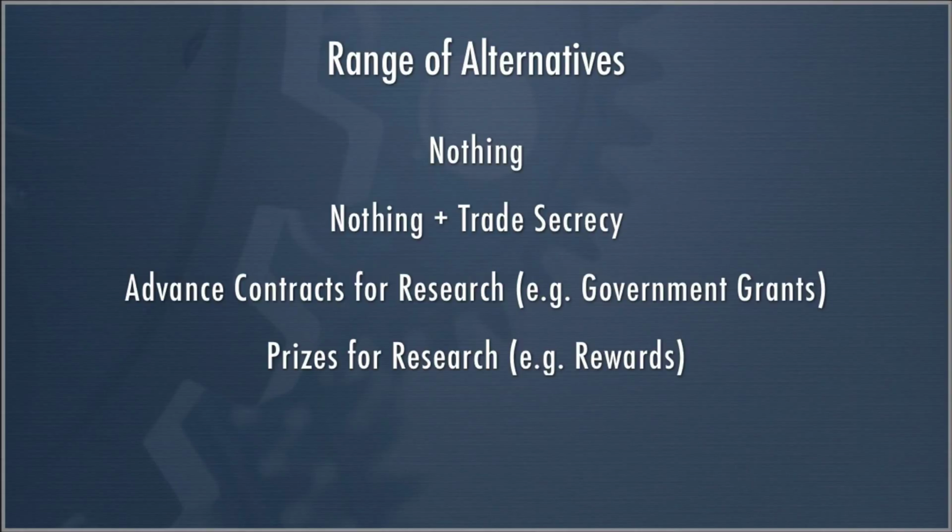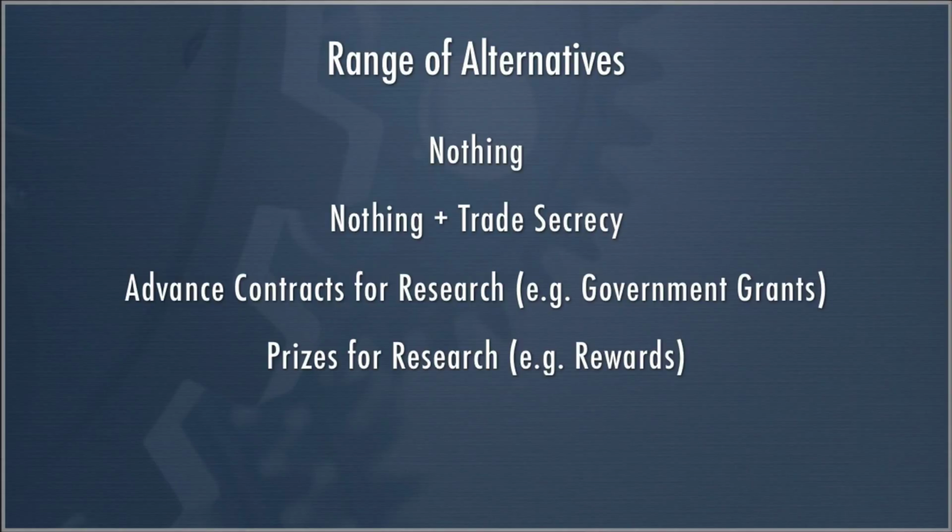The other major alternative that's talked about a lot is advanced contracts for research. These are otherwise known as government grants. Obviously, we do a lot of this already. The NIH and the NSF are major agencies of the federal government that hand out millions and millions, billions actually, of dollars every year to research projects all over the country, primarily in universities, but not exclusively to universities. They fund private enterprise as well.